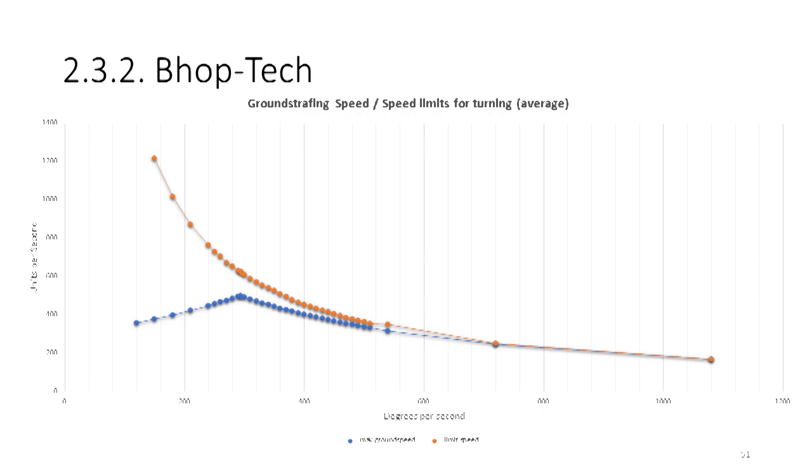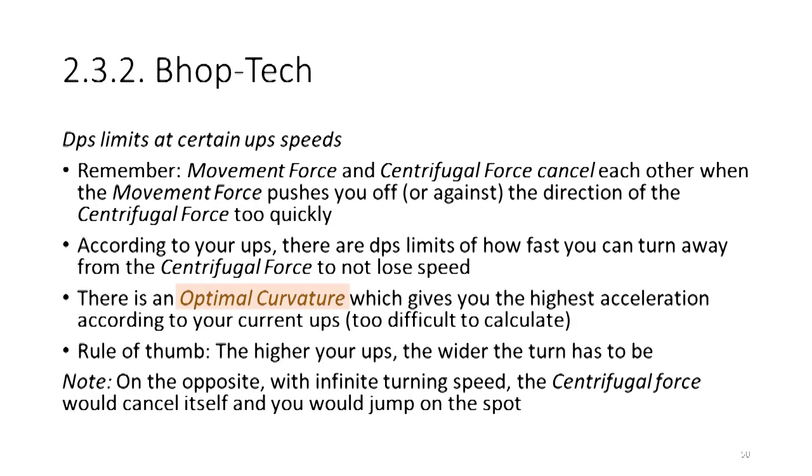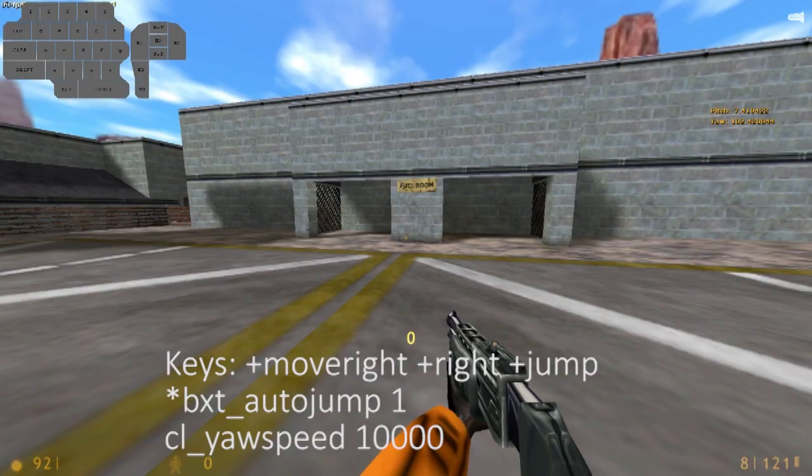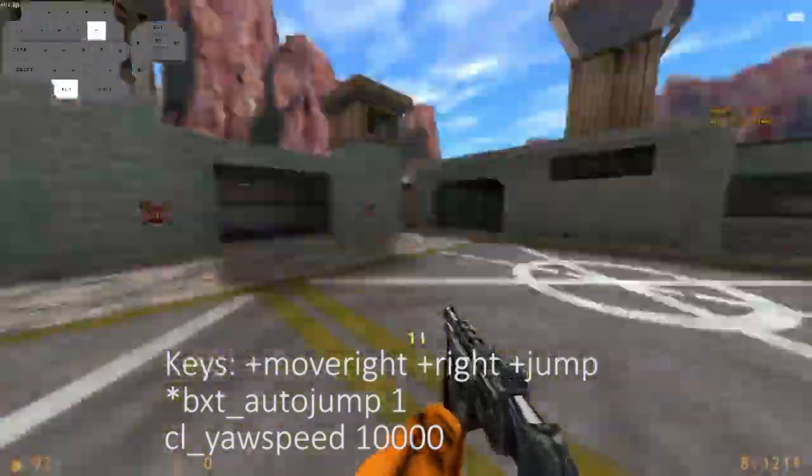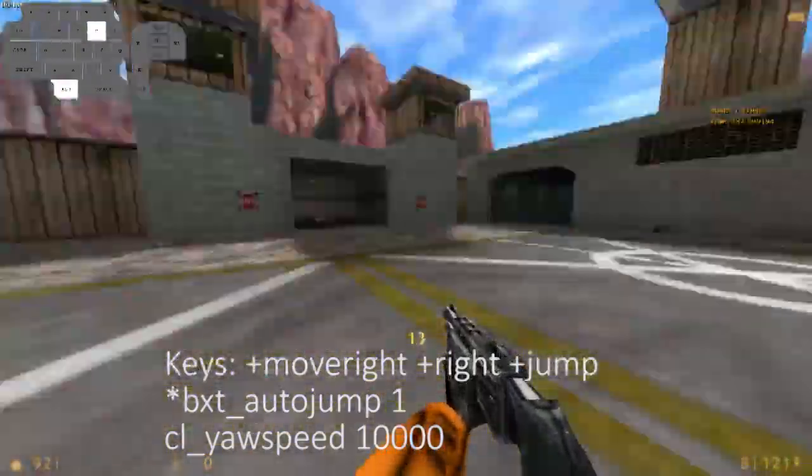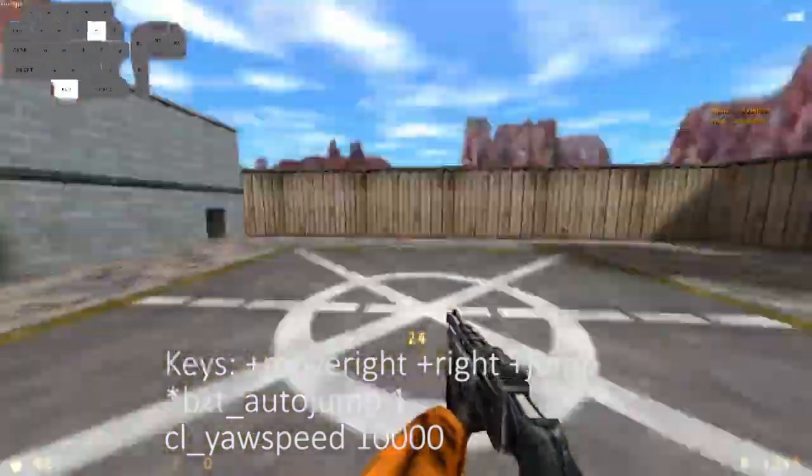Deriving from this, you can say as a rule of thumb, you have to take wider turns the higher your speed gets. More as a theoretical concept again, there is an optimal curvature for highest acceleration, which is too difficult to be calculated and shown here. As for the centrifugal force cancellation at extremely high turning speeds, here is a demonstration of your max UPS at a DPS of 10,000, which will basically make you jump on the spot.